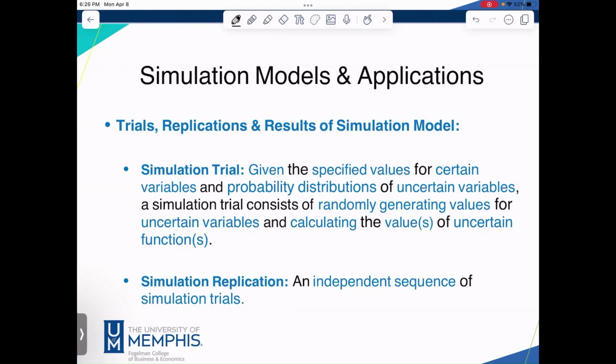Now, if we want to roll the dice 1,000 times, that means you're replicating your first simulation trial. Those are going to be your simulation replications, okay? So you first do one trial, and then you replicate that trial. That means you roll the dice 1,000 times. Of course, it's going to take a long time if you do it physically, and that's why we are going to do it in Excel. Excel will roll 1,000 dice in a second for you.